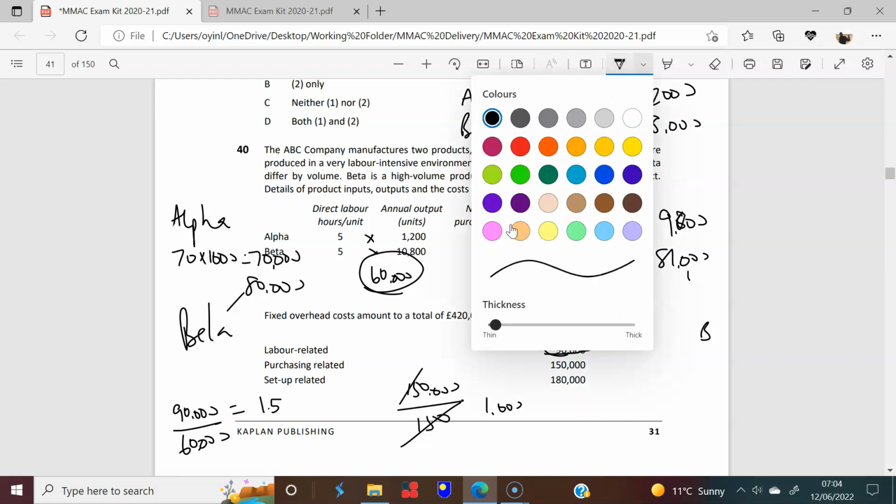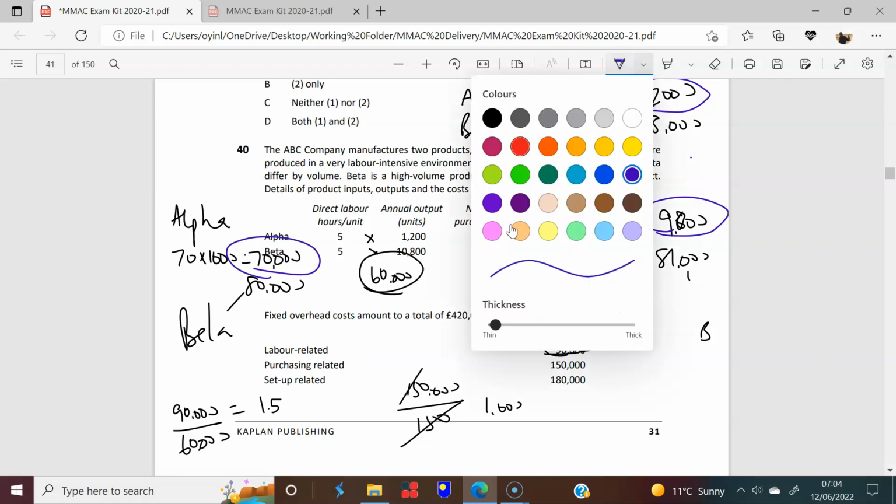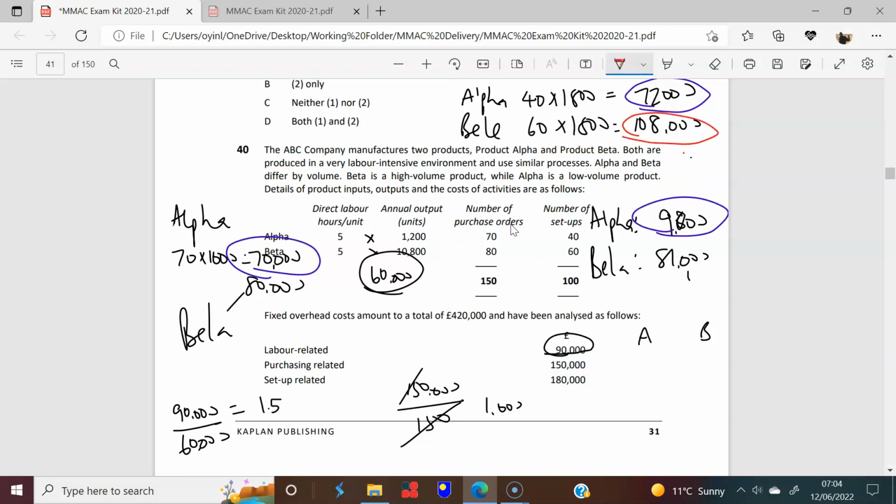Hopefully, as you're doing this, you can see. So just using a different pen color, I'm just going to circle all the alphas. These are the alphas here. In total, I've now split alpha's costs, and I'll use a red pen for beta's costs based on their different drivers. So now, this is over all the units. Now I can find whatever they want from me.